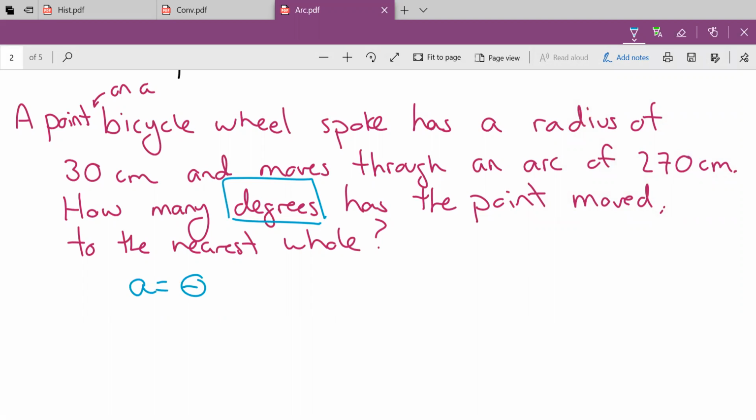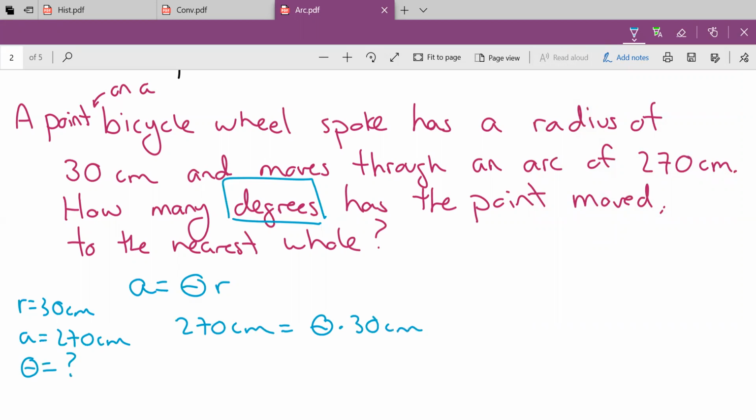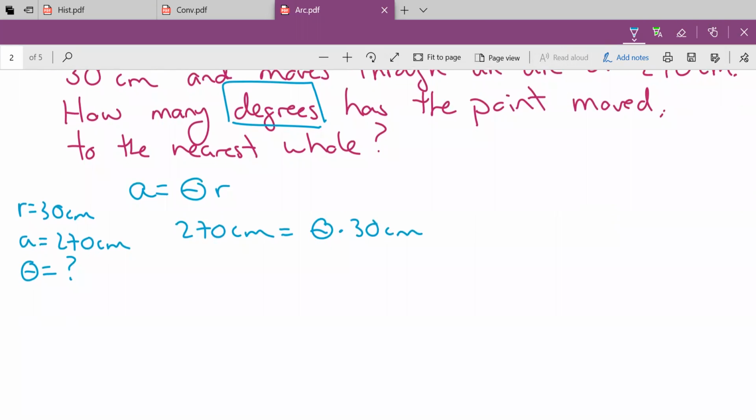So here's my formula. A equals theta r. Okay, what do I know? Well, I know that it says it has a radius of 30 centimeters. I know the arc that this point on my wheel has traveled is 270 centimeters. And I want to know how far in degrees this point has traveled. Okay, so I'm going to sub these values into my formula. So 270 centimeters is equal to theta times 30 centimeters. Well, I'm happy because first off, I can check my unit analysis. I can see that I'm in centimeters. So they're not trying to fool me there, which, you know, might happen on occasion. So that's something I want you to keep an eye out for.